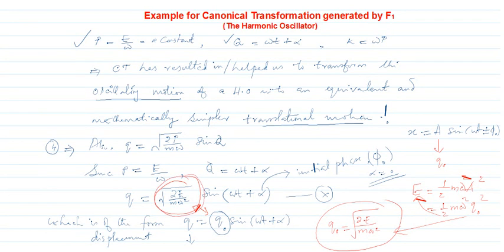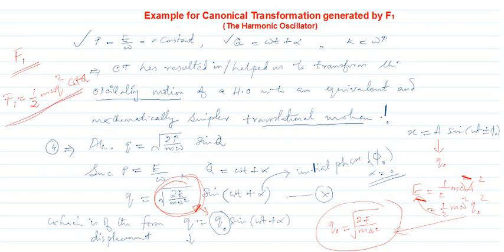Why I just invoked this idea is so that you understand our canonical transformation, which was done with the help of the f1 that we have taken. Hope you remember what f1 is equal to. We took f1 is equal to half m omega q square cot q.